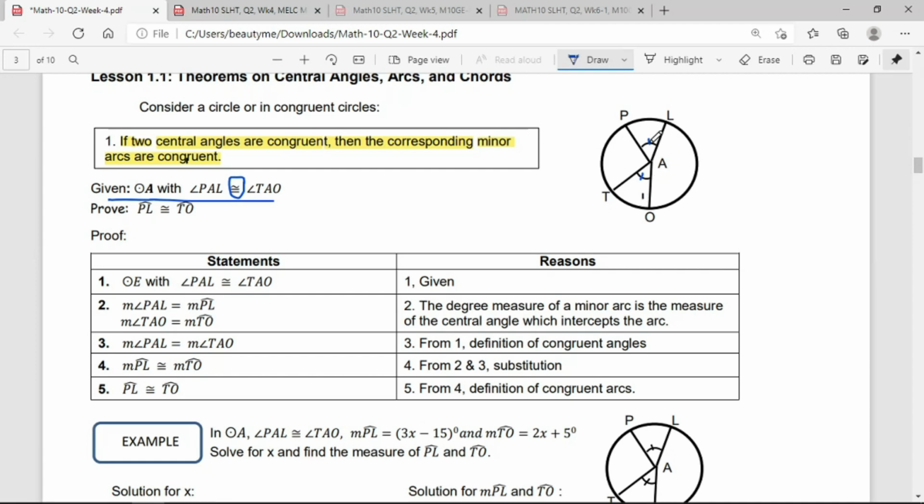Since the two angles are congruent, they also have their intercepted arcs. The intercepted arc for angle PAL is arc PL, that's the minor arc, and for TAO is also a minor arc. So if angle PAL is 50 degrees, therefore arc PL is also 50 degrees, because central angles and their intercepted arcs are congruent, or they have the same measure. So if angle PAL is 50 and TAO is also 50, therefore arc TO is also 50 degrees. So that's what this theorem means. If two central angles are congruent, of course their corresponding minor arcs are also congruent.